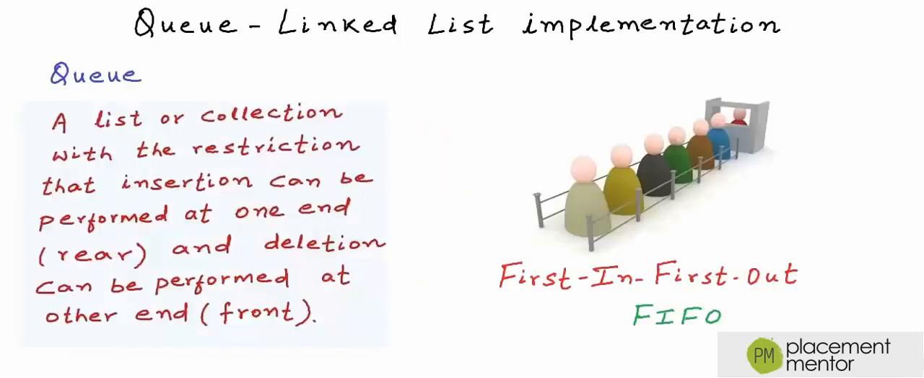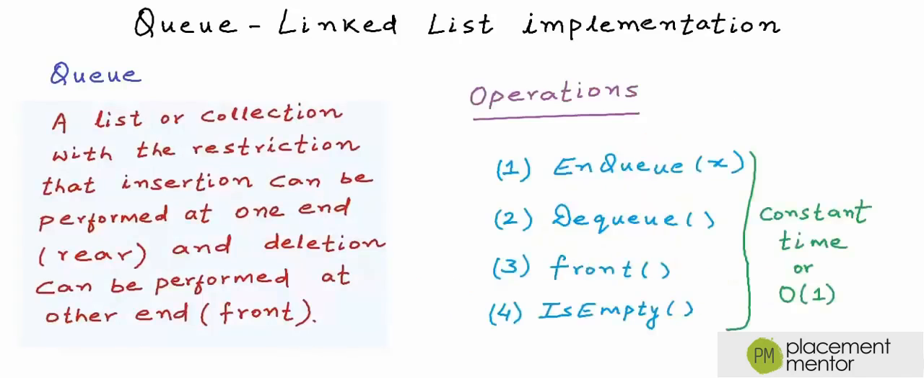Queue data structure is a list or collection with this restriction that insertion can be performed at one end and deletion can be performed at other end. These are typical operations that we define with queue. An insertion is called enqueue operation and a deletion is called dequeue.